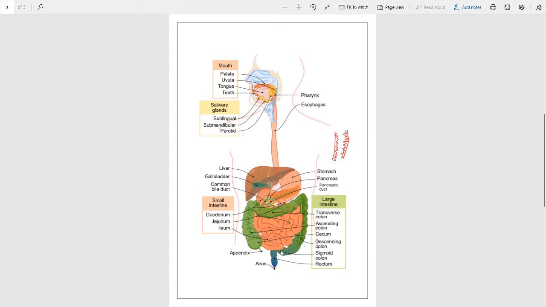After these three colons, it finally leads to the structure where the waste material is collected. This structure is called the rectum. And then finally we release the waste material through the anus, and this excretion of waste material is controlled by muscles called sphincter muscles.